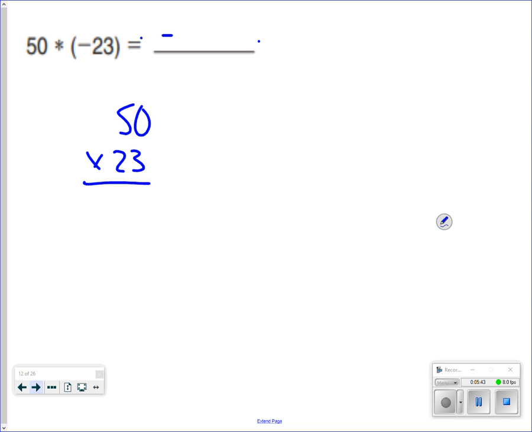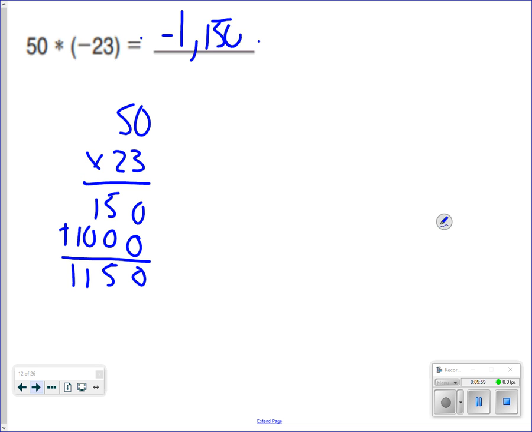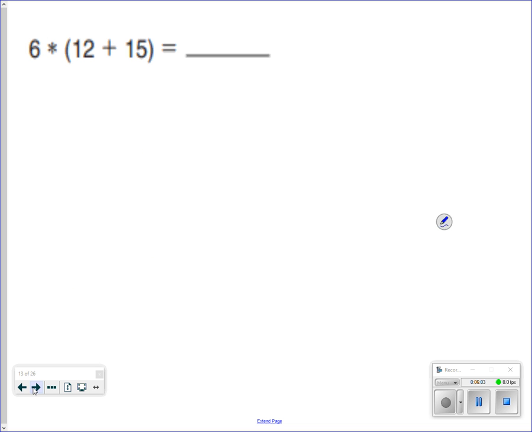3 times 0 is 0. 3 times 5 is 15. Place value holder. 2 times 0 is 0. 2 times 5 is 10. I add these up. My answer is negative 1,150. Let's keep cruising along here.